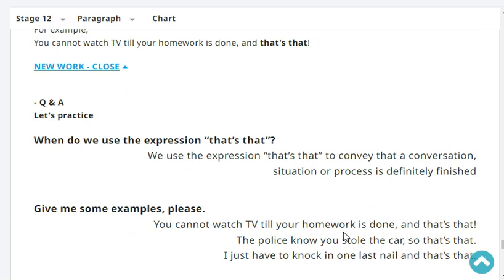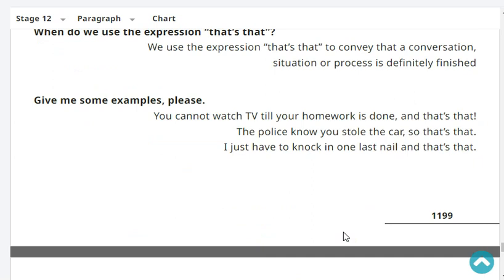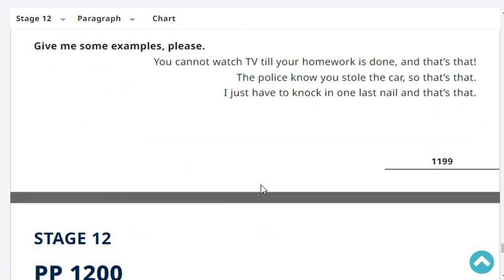Let's practice. When do we use the expression that's that? We use the expression that's that to convey that a conversation, situation, or process is definitely finished. Give me some examples, please.